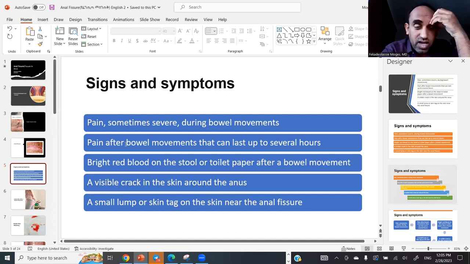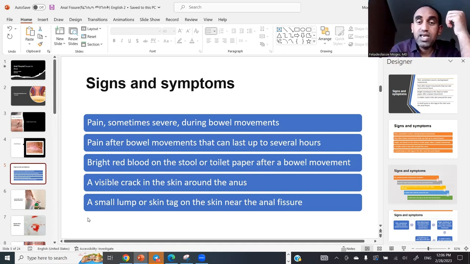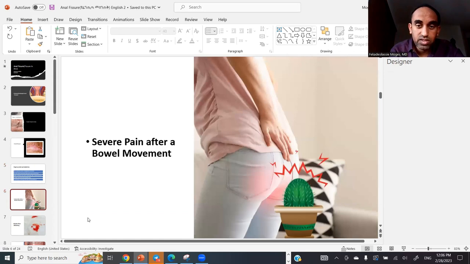People would be in a difficult situation, with bright red blood in the stool or on toilet paper after bowel movement, and a visible crack in the skin around the anus. A small lump or skin tag can also sometimes be seen in association with anal fissure, especially if it is a chronic fissure. Most of the time, just at the end externally, there will be a skin tag associated with it, okay? You may not see that.